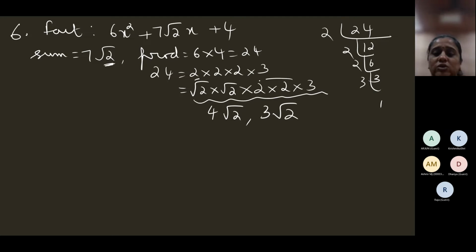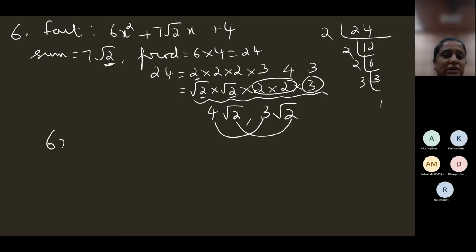So see what Danya did. 2 2s are 4, then this 3. 4 root 2, 3 root 2. So you should make use of all the factors. You should not omit anything. So 4 root 2 and 3 root 2 will give you 7 root 2. And the product will be 24 because 4 3s are 12. Root 2 into root 2 is 2 and 12 2s are 24.